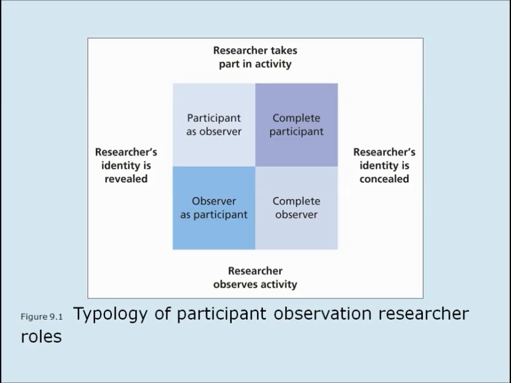And then the last one, in the lower right of this quadrant, is complete observer. Complete observer is where we are not taking part, we're just observing on the sidelines, so we're not doing what everyone else is doing, and we've got our identity concealed as well. Now we'll take you through these roles and see which ones you might want to use or may not want to use.